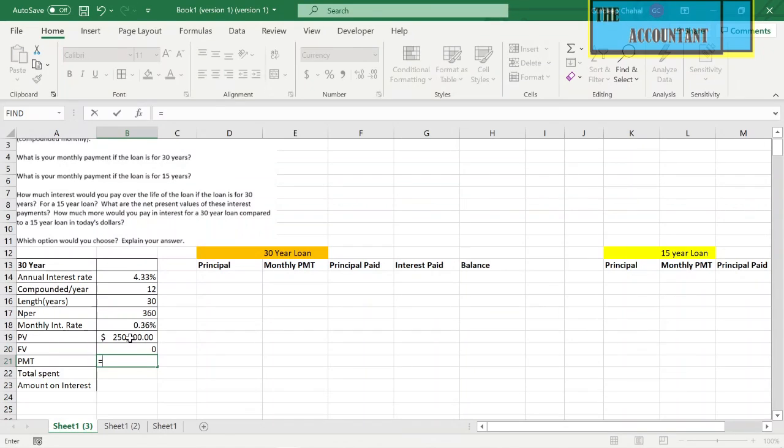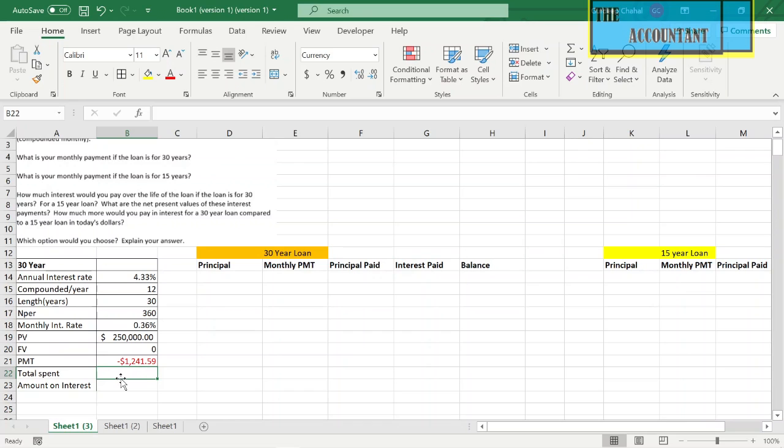Now in order to calculate the payments, we'll use the equals PMT formula. And the rate is going to be the monthly interest rate. The number of periods is right here, 360. The present value is 250,000, and the future value is 0. We'll leave the type alone because we'll just consider that this is going to be paid at the beginning. So that gives us a monthly payment of $1,241.